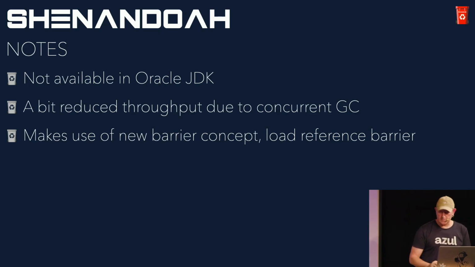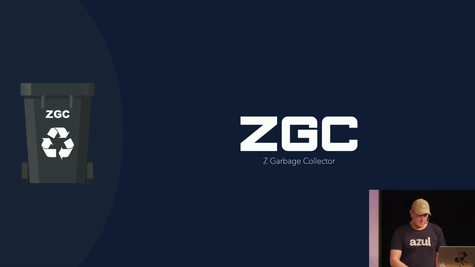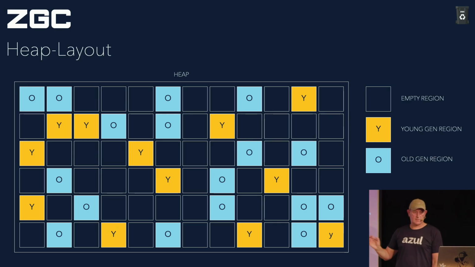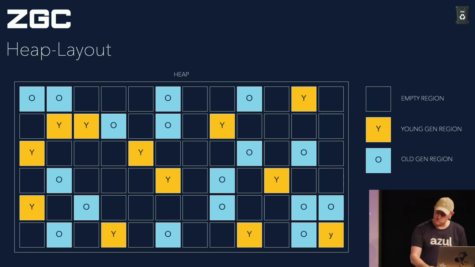So use the right collector. This is my advice. And there we go: ZGC, the Z garbage collector. Again, it is region-based. Here you see we only have old and young. There are no survivor spaces here, no humongous regions. It's just old and young generation.